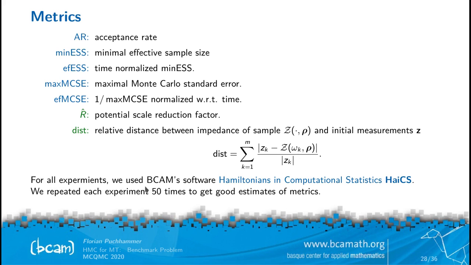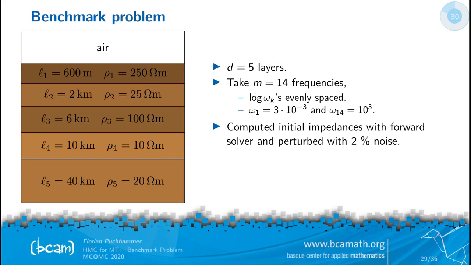And for all experiments, we use our own software developed at Puchhammer, which is called HICS, Hamiltonians in Computational Statistics. And to get a very clear idea about these metrics, we repeated each experiment 50 times. Okay, and this is what a benchmark problem looks like.